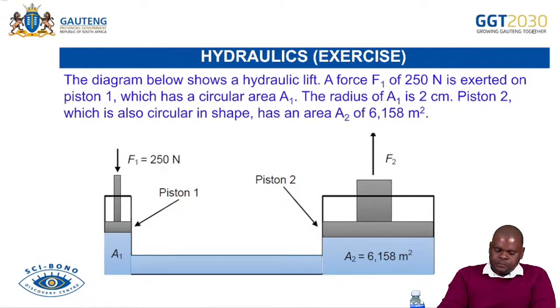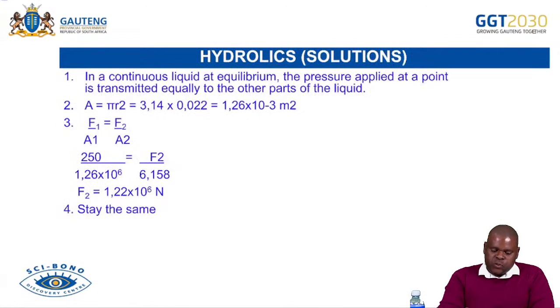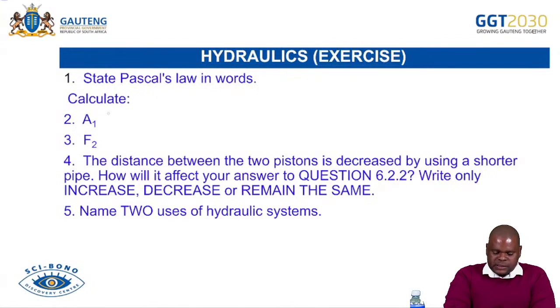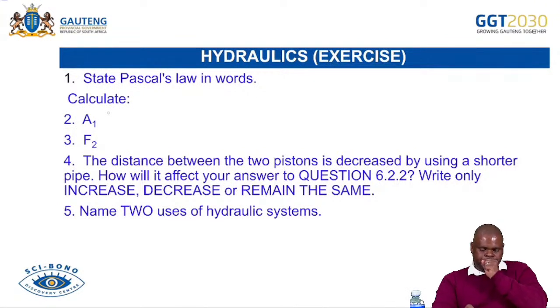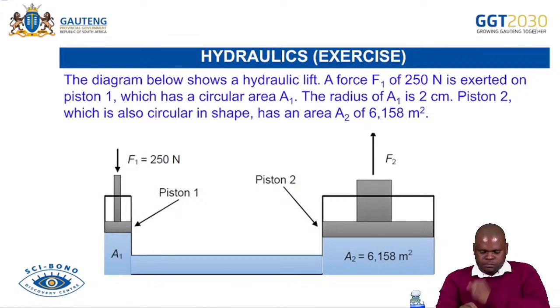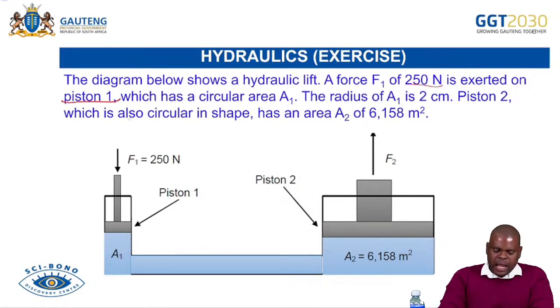Then we have an exercise here that I want you to take. Let's go through this quickly. It says, the diagram below shows a hydraulic lift. A force F1 of 200 Newton is exerted on piston 1, which has a circular area of A1. The radius of A1 is 2 centimeter. Piston 2, which is also circular in shape, has an area A2 of 6.158 square meter.